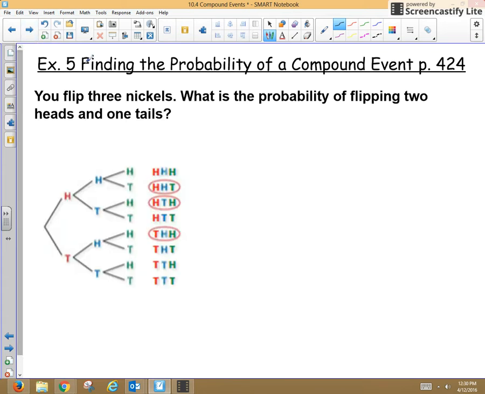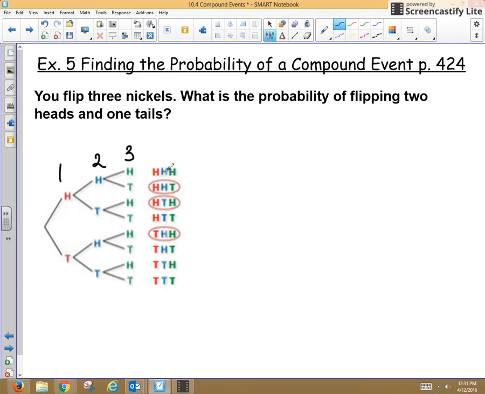Our last example is example 5, finding the probability of a compound event. You flip 3 nickels. What is the probability of flipping 2 heads and 1 tails? I've just taken this chart straight from your textbook, but I would like you to copy it down. In the first nickel, you can get heads or tails. In the second nickel, you can get heads, heads, or heads, tails, tails, heads, or tails, tails. With the third nickel, heads, heads, heads, heads, heads, tails, heads, tails, heads, heads, tails, tails.